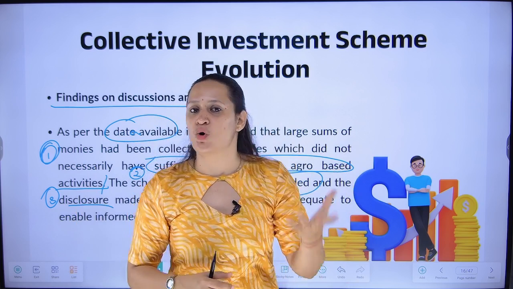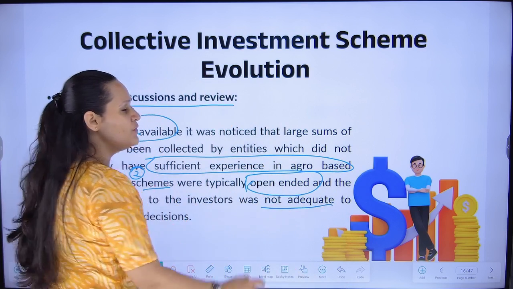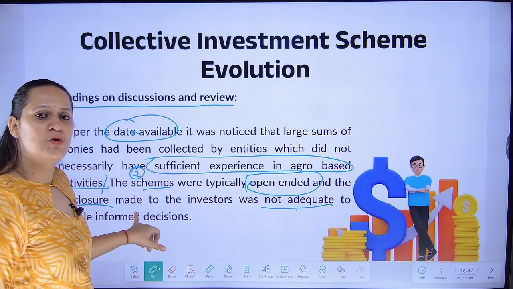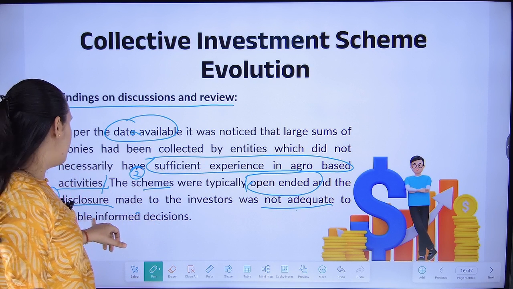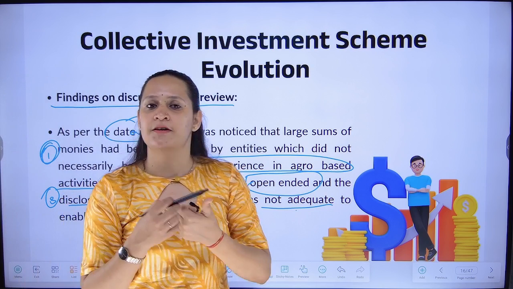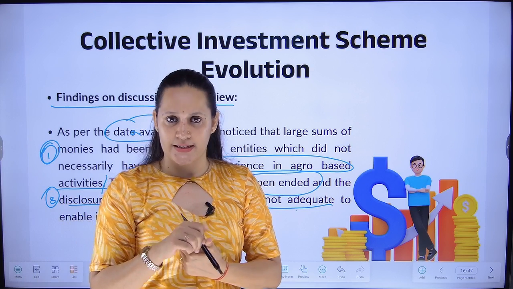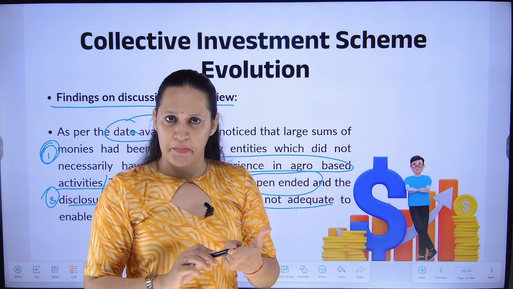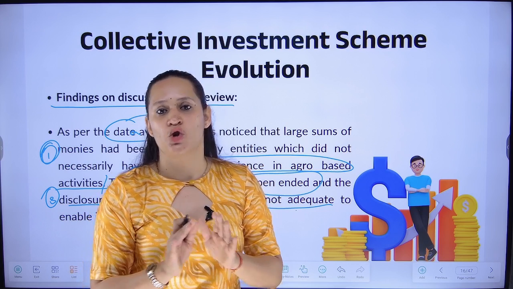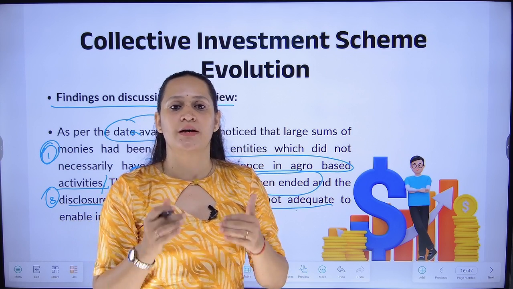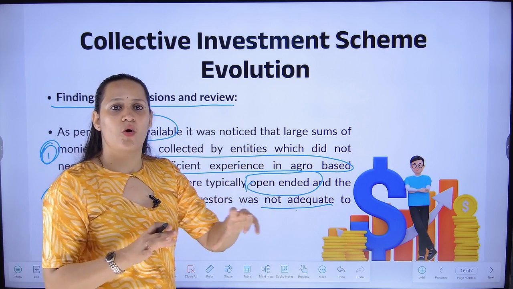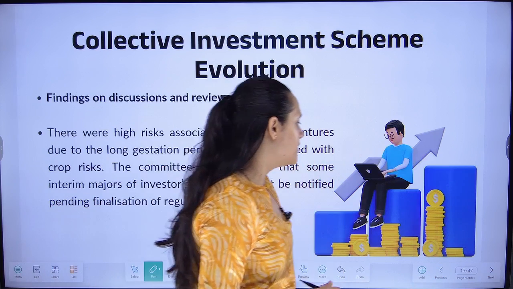But under these schemes, because there was no regulatory authority, the information given to investors, when they were promised high rates of returns, was not enough, because of which they were not able to make a good, informed investment decision. These are the three drawbacks they found: people did not have experience for the objective for which they were raising money; the schemes were open-ended and did not have a maturity period; and thirdly, the information given while raising the funds was not enough. On the basis of that information, a person cannot make a good investment decision. So these are the three things they identified out of all the research and details they were conducting.